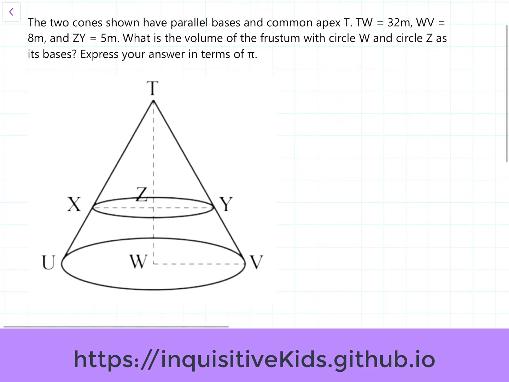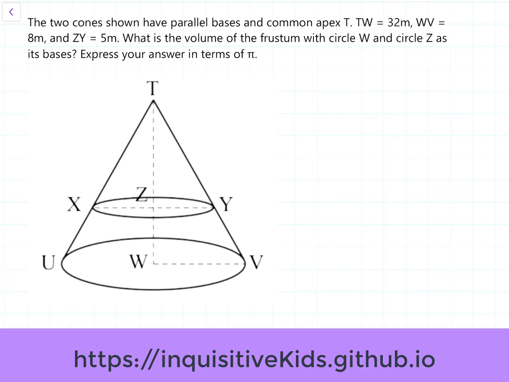The two cones shown have parallel bases and a common apex T. TW is 32 meters, WV is 8 meters, and ZY is 5 meters. What is the volume of the frustum with circle W and circle Z as its bases? Express your answer in terms of pi.